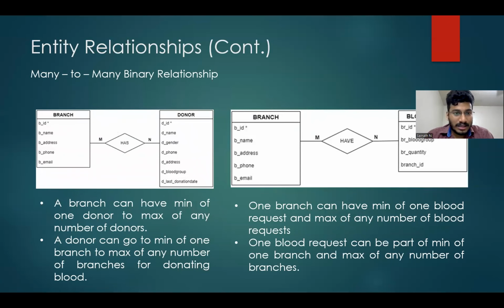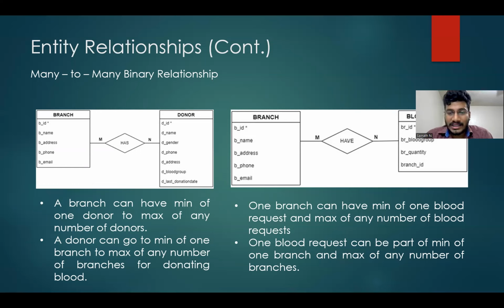And continuing on, this is called a many-to-many binary relationship. Here the tables I have considered are the branch and donor. Basically, a branch can have a minimum of one donor to a maximum of any number of donors. And a donor can go to a maximum of any number of branches with a minimum of one branch. Basically, he or she can donate by going to any of the available branches.